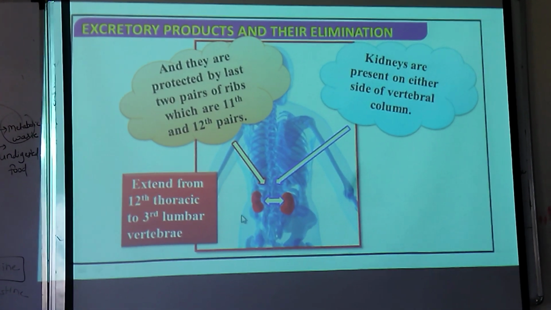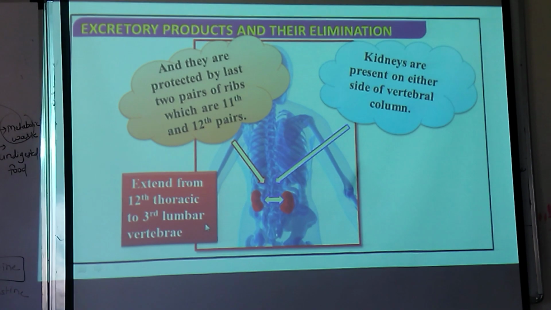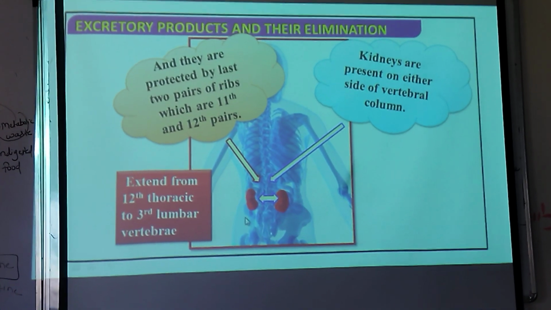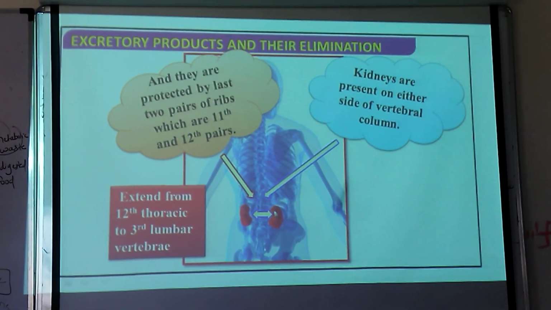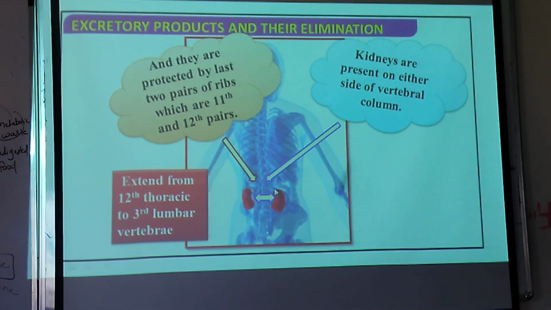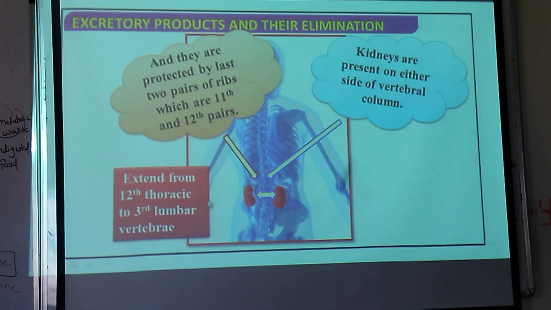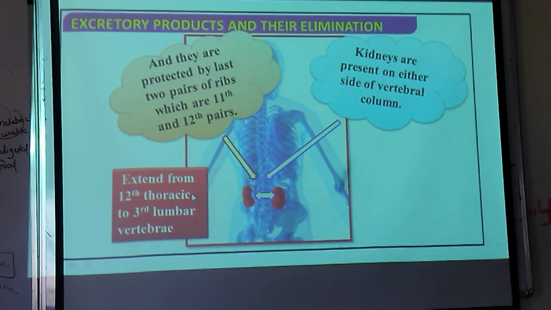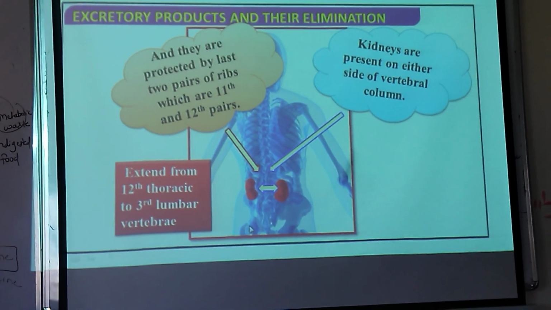This is the position of your kidney. Keep in mind, this is an MCQ type of question again. So it is the exact position. They are reddish brown in color. On the top of that, the adrenal gland is present, and it extends from thoracic to the third lumbar vertebra.